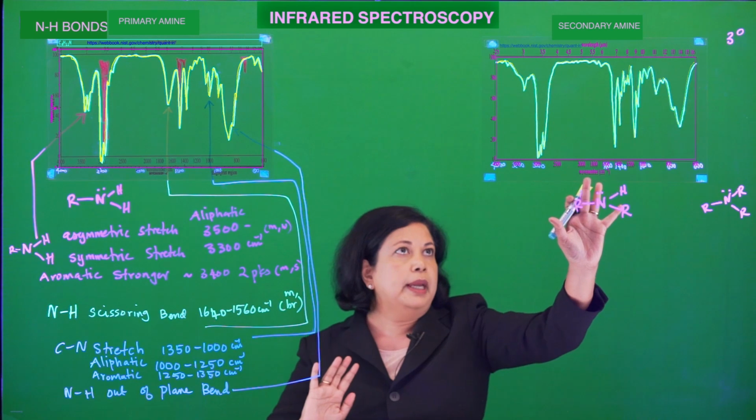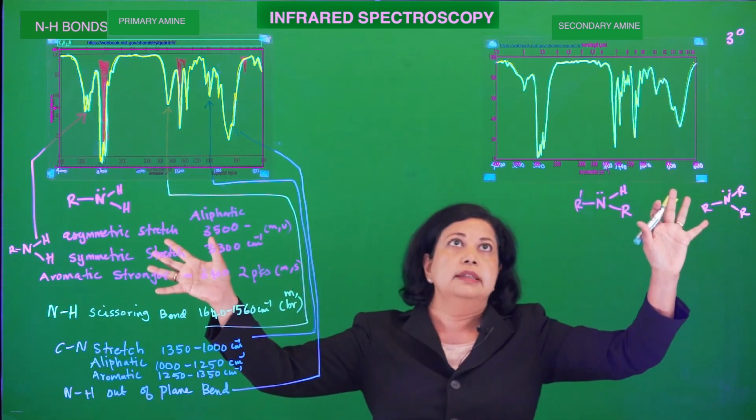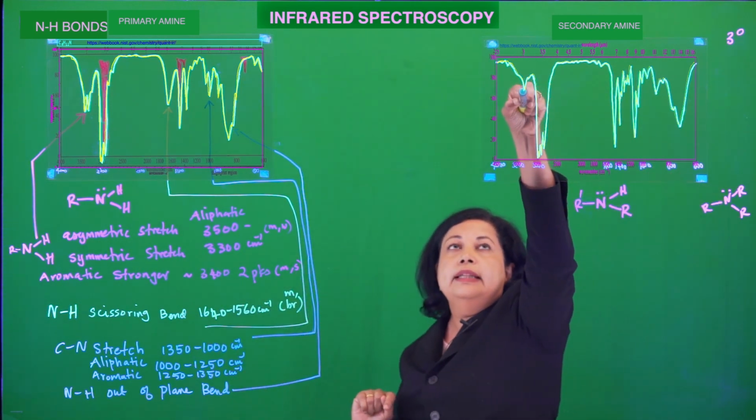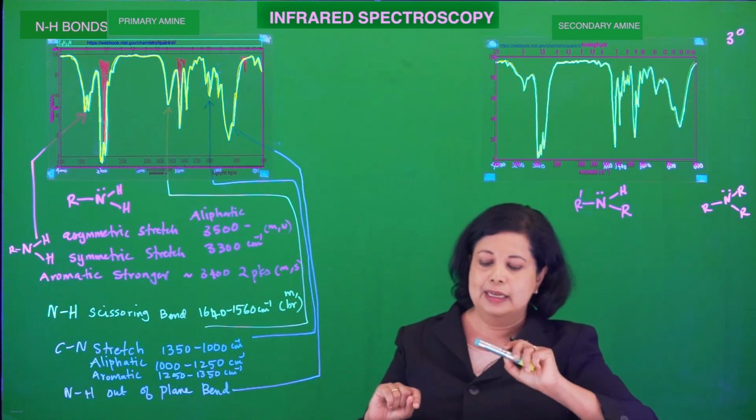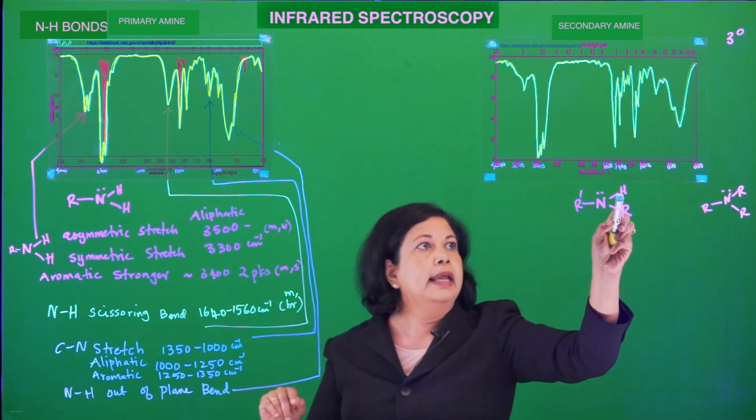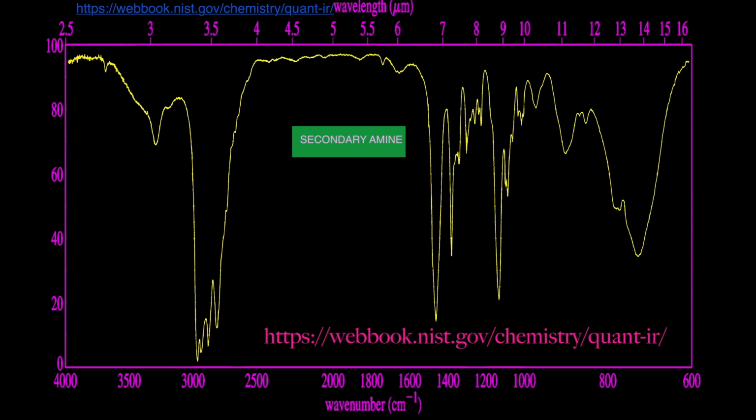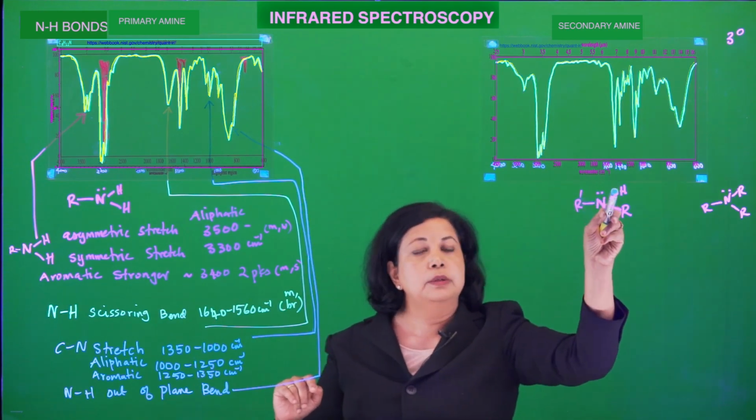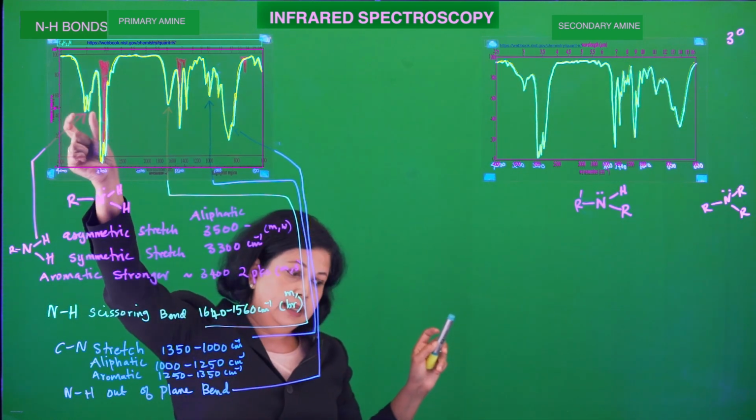Let's go over now to a secondary amine. They're very similar, except you can see immediately that this is a single spike. That's because you only have one NH, so you have a single spike. This has got two, so you have a double spike there.